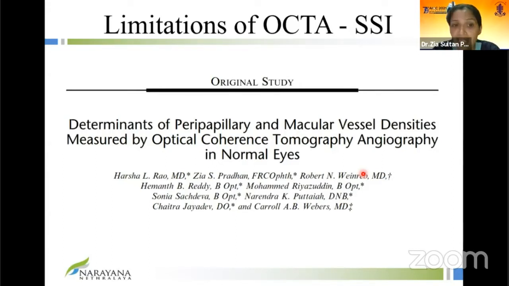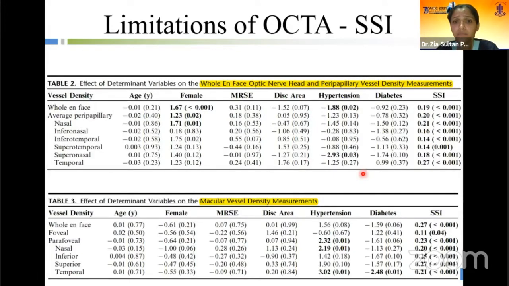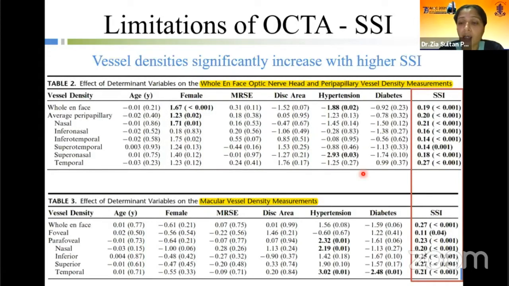Just like that, we looked at what the determinants of these vessel density parameters are, both in the disc and the macula. And what we found is, there was some variation with hypertension in one sector or diabetes in another sector, but consistently across all areas, the signal strength index was one of the big determinants of what the vessel density was. That is, if an image had a higher signal strength index, it ended up having a higher vessel density. And this is important because it was across all values of signal strength index.